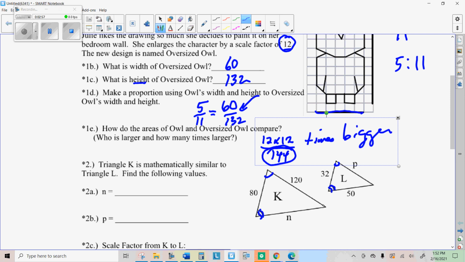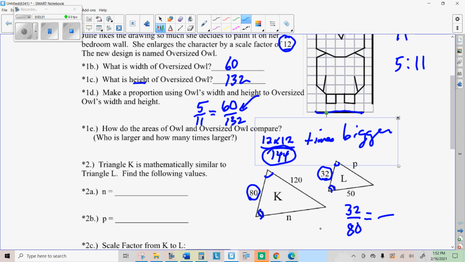Okay, what you need are 2 corresponding sides. So what I would do is take this side here and this side here, use that as part of your proportion. The other way you could do it is you could figure out how many times bigger the big one is than the small one and then multiply or divide by that number. But let's do the proportion way here.